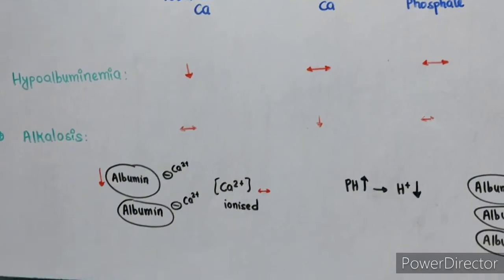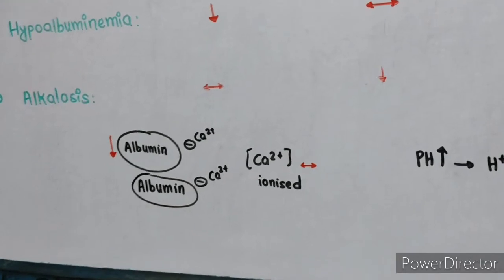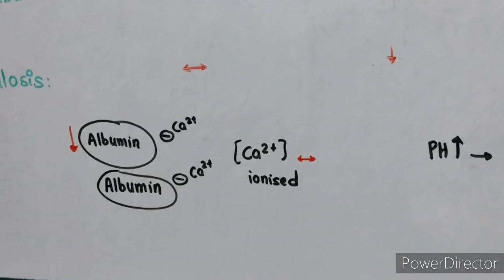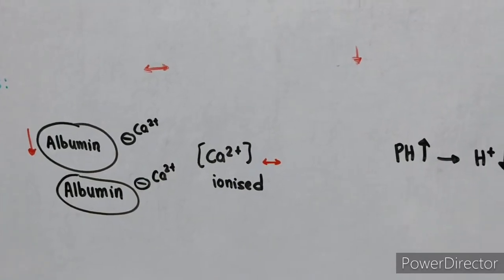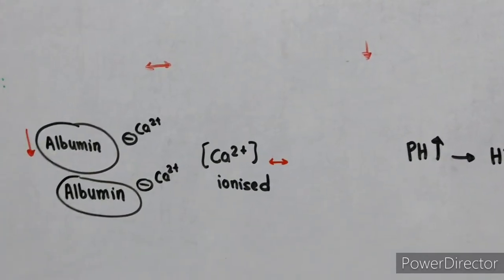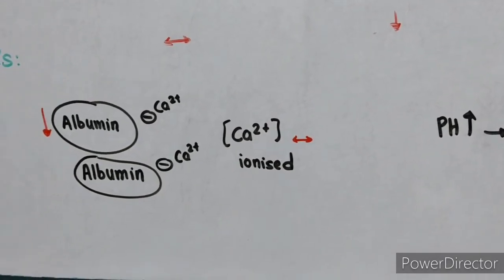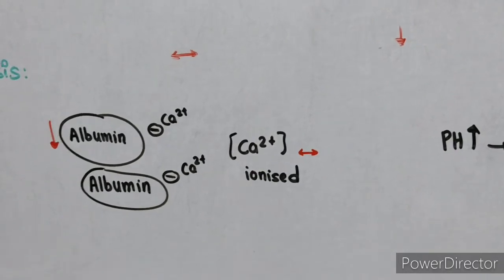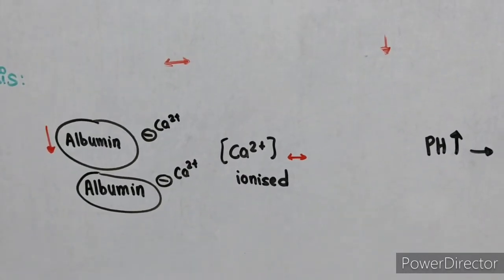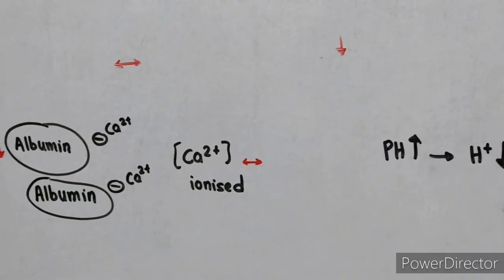First, hypoalbuminemia. In hypoalbuminemia, albumin decreases. Normally, albumin binds calcium. Albumin is negatively charged, whereas ionized calcium is positively charged. So albumin attracts calcium ions and binds. But when albumin is less, then calcium cannot bind to albumin, so total calcium will decrease, but ionized calcium will remain constant.